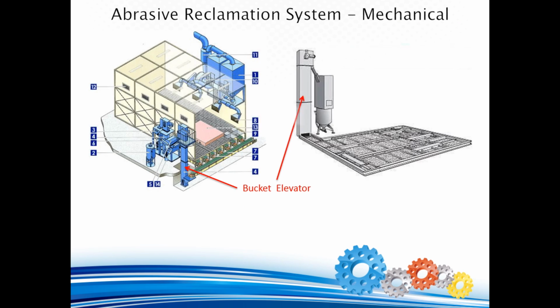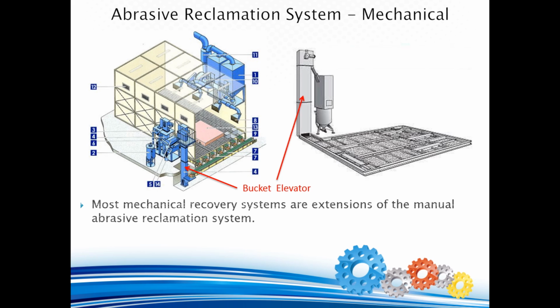Let's now review mechanical abrasives reclamation systems in greater detail. Most mechanical recovery systems are extensions of the manual abrasive reclamation system described in the previous slides. All provide a means by which to reduce the effort of operator sweeping required and mechanically convey the spent abrasive media into the feed hopper or directly into the boot of the bucket elevator.